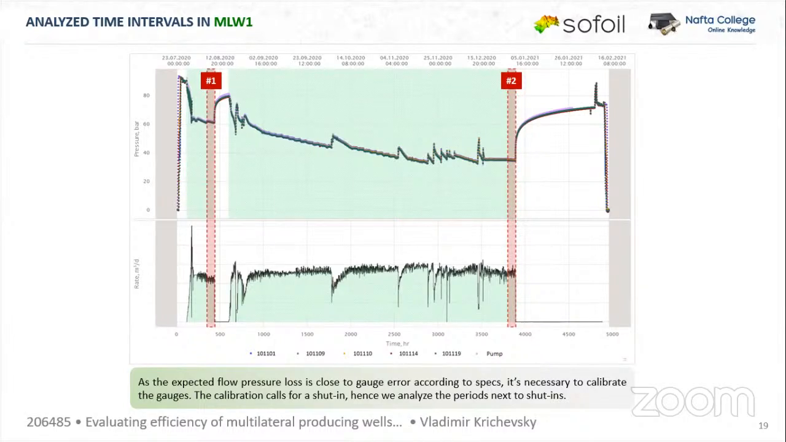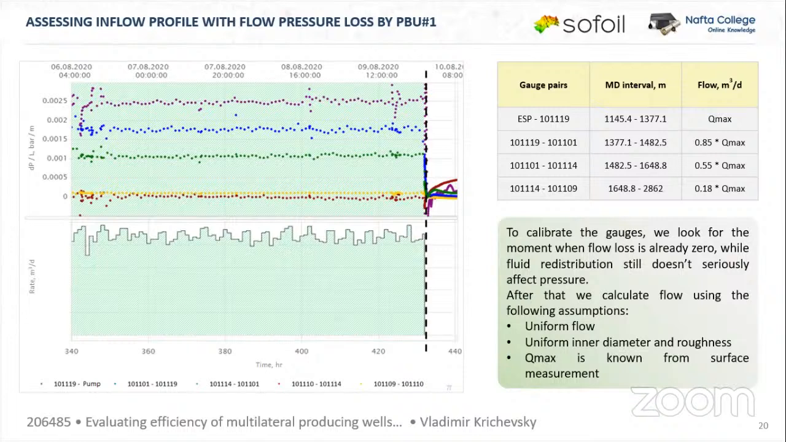With this in mind, to calculate the profile, 2 time intervals were selected, located immediately before the shutdowns, which were used to calibrate the sensor readings. So let's take a look at the calculation of the inflow profile for these 2 intervals. The slide shows the result of the sensor calibration in the analysis interval. The calibrated differential pressure values for adjacent pairs of sensors were divided by the distance between them. It can be seen from the plot that the specific pressure differences are logically arranged in ascending order from the well toe to the pump, since it is in this direction that the flow rate increased.